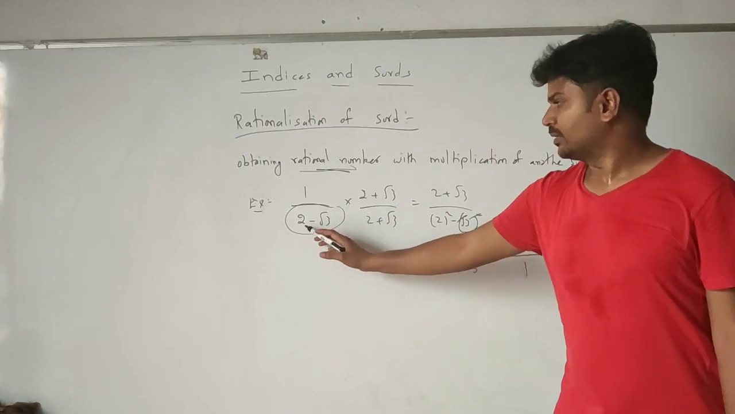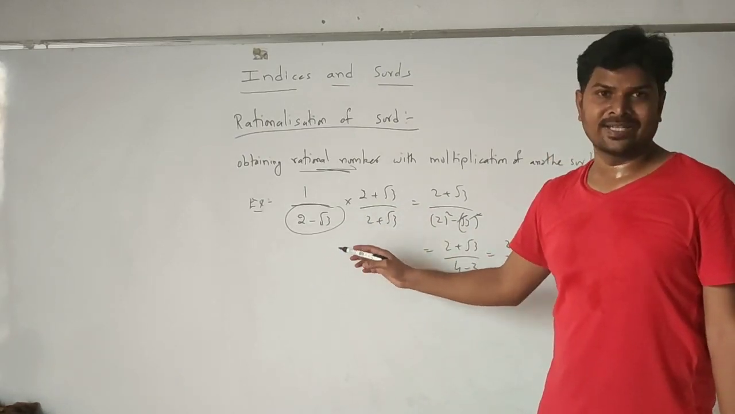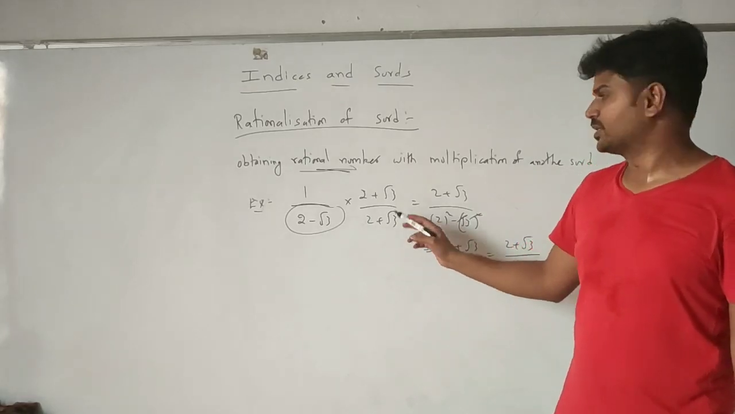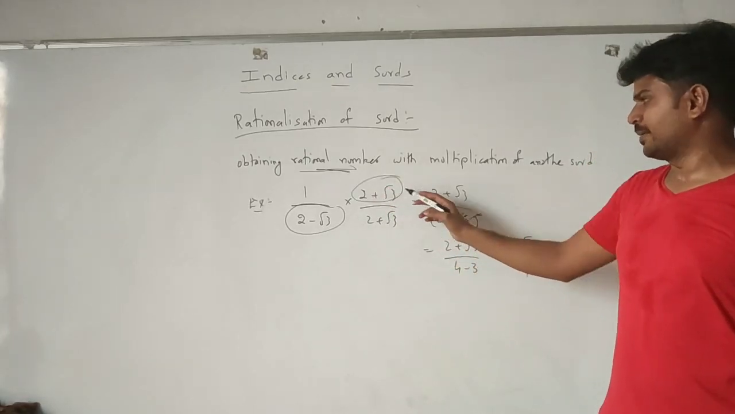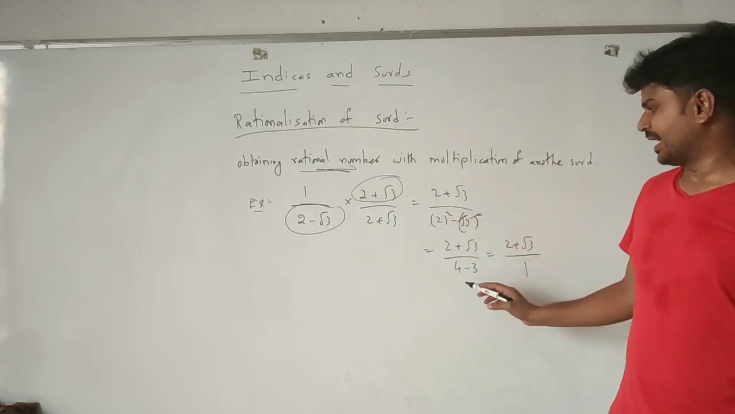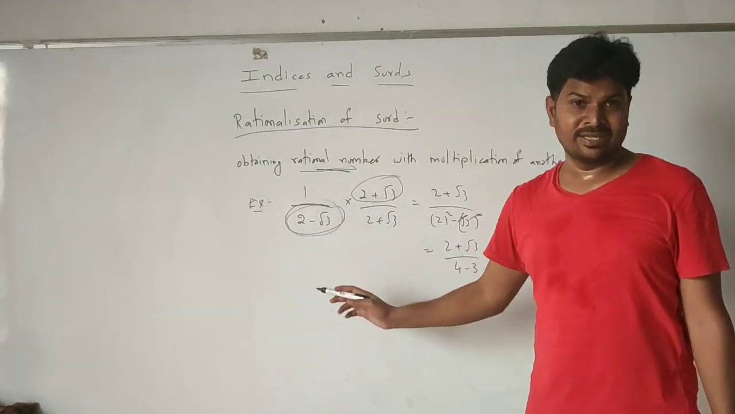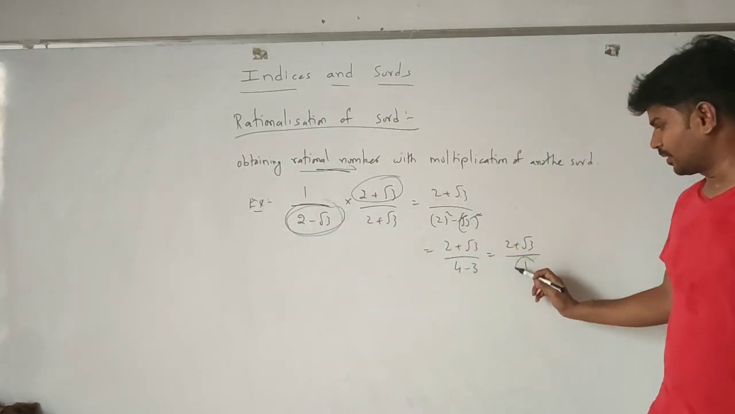So here, if you see only the denominator part, 2 minus root 3 times 2 plus root 3, it takes the formula of a minus b into a plus b, which is equal to a square minus b square. So the numerator remains the same, 2 plus root 3. Here it takes 2 whole square minus root 3 whole square. If it gets cancelled, it becomes 2 plus root 3 divided by 1. Now the denominator which you saw as a surd has become the rational number 1.